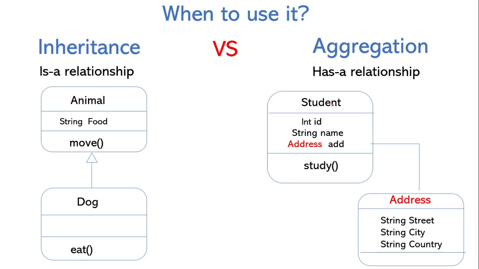The first class is named Student. The Student has fields such as ID, declared as an integer, and name, declared as a string. It also has an address, declared as an object of type Address. This Address object has street, city, and country. Therefore, the relationship between these two classes is a "has-a" relationship. Student has an Address. Let's see the example in Java programming.